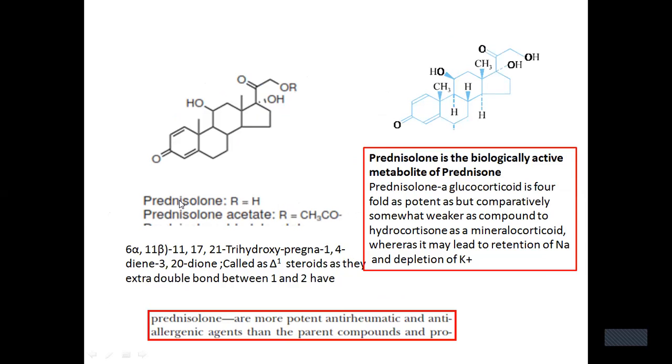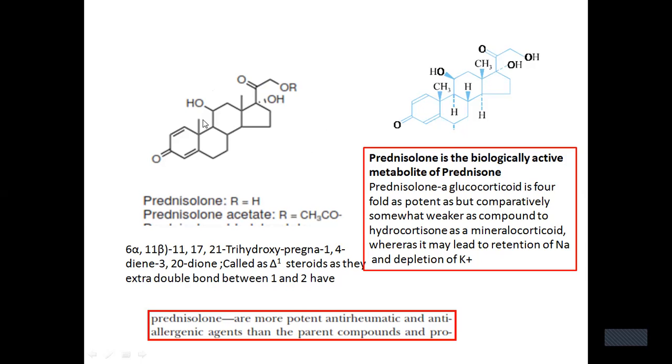Then comes prednisolone. Prednisolone is the biologically active metabolite of prednisone. Prednisone is converted to prednisolone, and its use is anti-rheumatic and anti-allergic. The action of prednisolone is better than the parent prednisone.